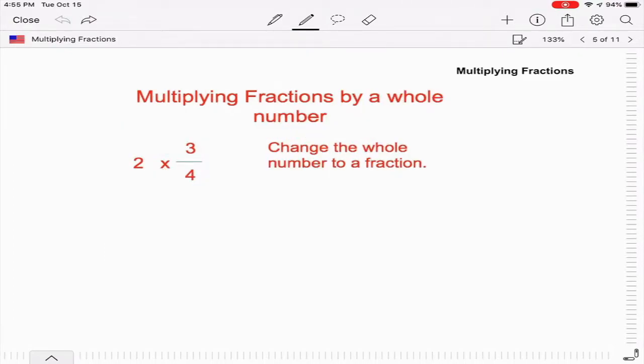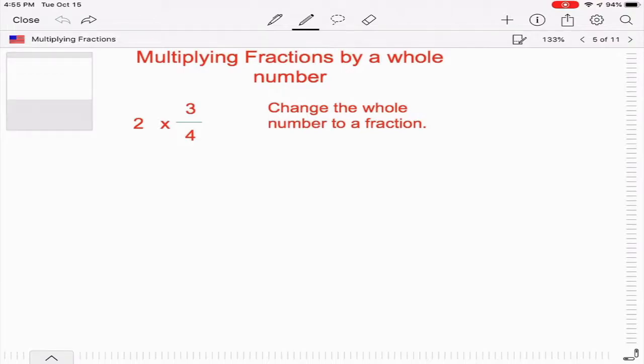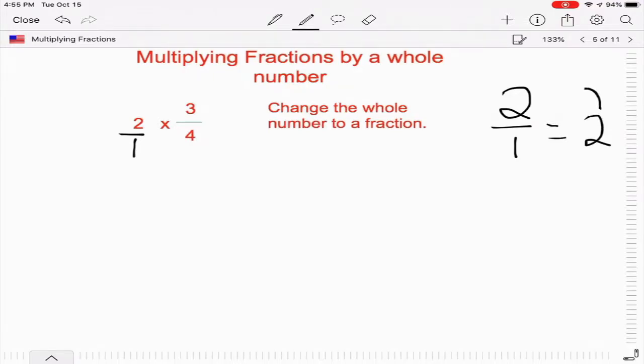Here, if you're given a whole number, you want to convert it to a fraction. But it's very easy. The way you convert a whole number to a fraction is you just put it over 1. Because think about it. 2 over 1 means 2 divided by 1, which is still 2. You didn't really change the value of it. You just made it look like a fraction.